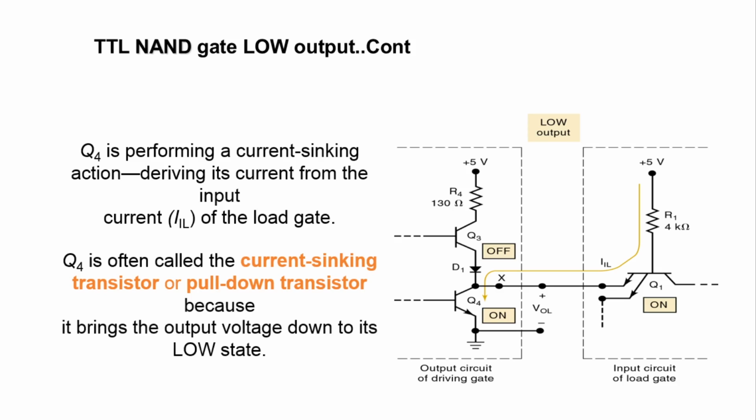Now Q4 is performing a current sinking action, drawing its current from the input current IIL of the load gate. Q4 is often called current sinking transistor or pull down transistor because it brings the output voltage down to its low state. That's why it is called low output TTL NAND gate structure.